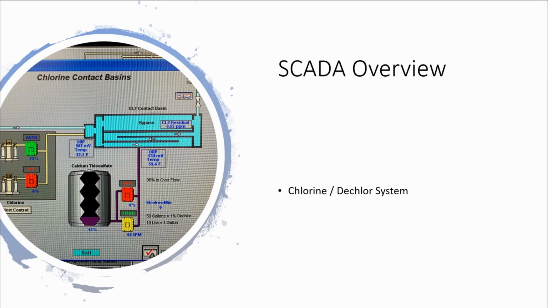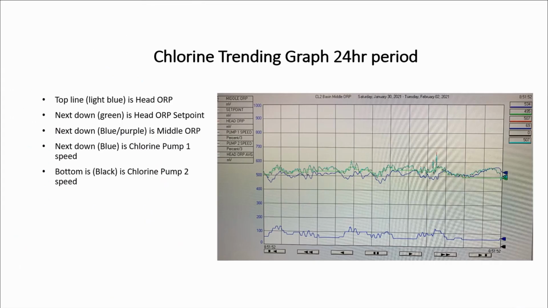So here's the trending graph, and this is something that I look at daily. Every day I come in, and what I'm looking at here is the very bottom line. I'll go from the bottom up. The very bottom line, you can't even see it. It's a black line. That's our chlorine pump 2. It's reading 0 because it's off, which makes sense. You're looking for things that are out of the ordinary.